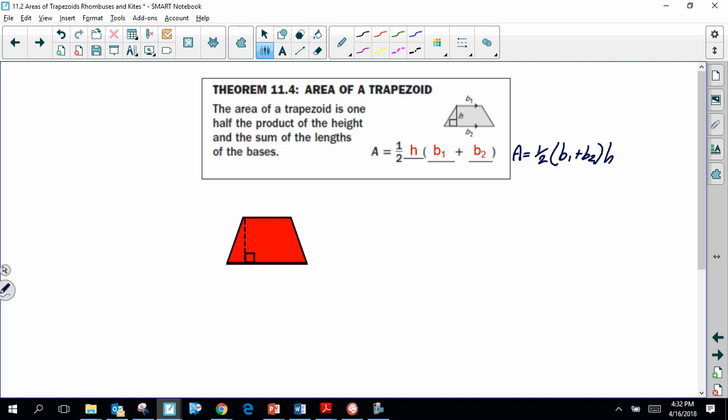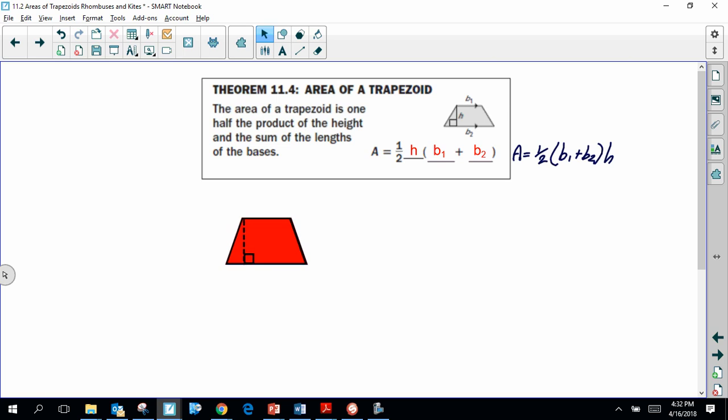So where does that formula come from? I don't want to be the kind of teacher that just says, here's the formula and this is how you use it. I want to show you where that formula comes from. So here I have a trapezoid. I actually have two trapezoids, one laying right on top of the other. I have a red one and a blue one.